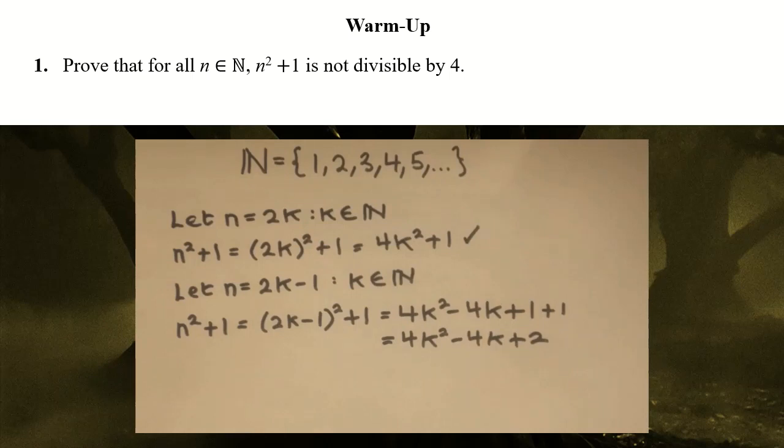Now we can see clearly we can factor 4 from the first two terms. So that's going to give us 4 times the bracket k squared, subtract k, plus 2. Now we're done. 4 is the factor in the first term, so the first term is clearly divisible by 4, but by adding 2 that removes the divisibility of 4, so we're finished.